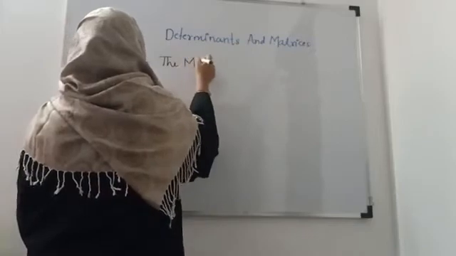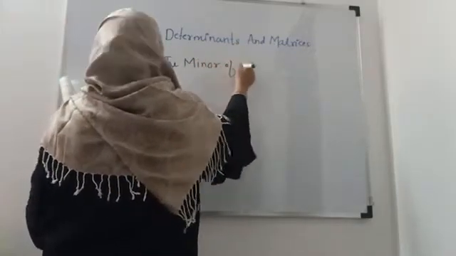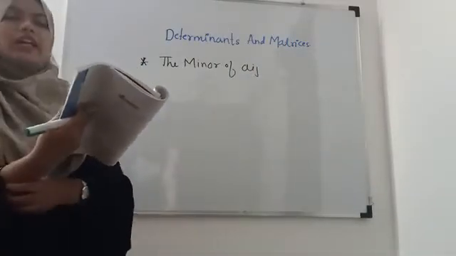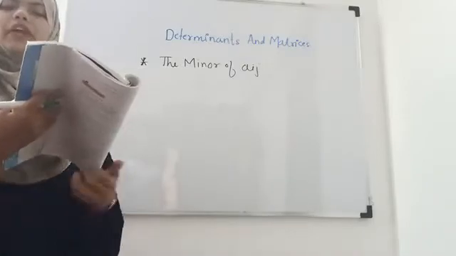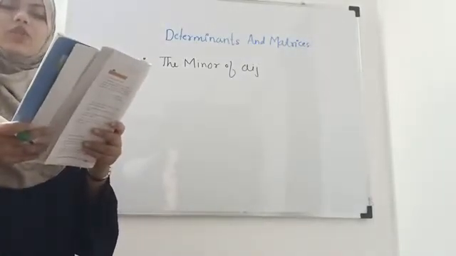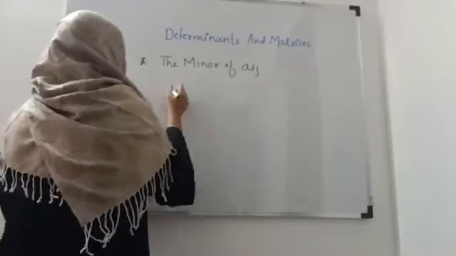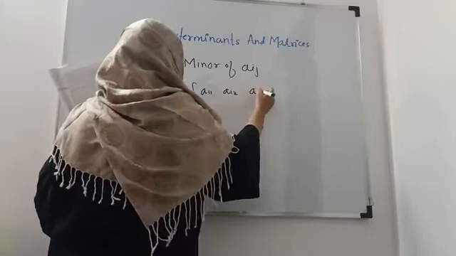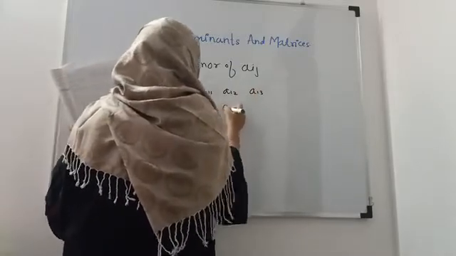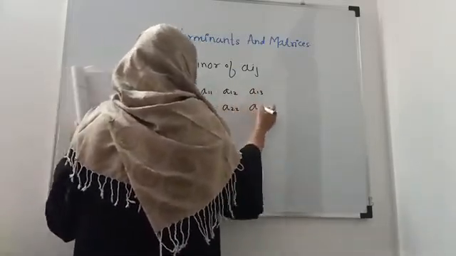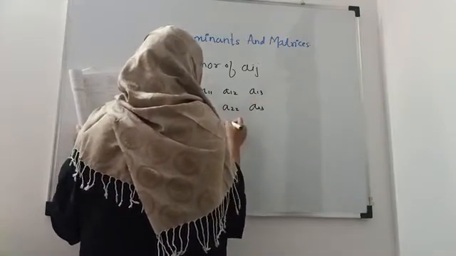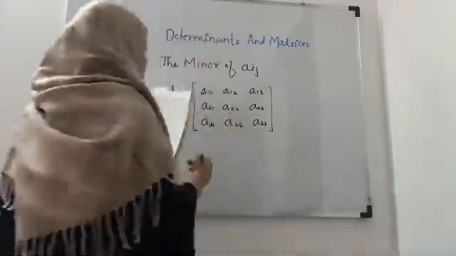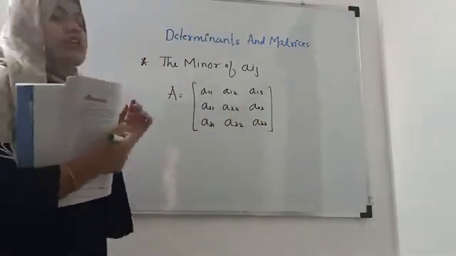The minor of Aij is defined as the determinant obtained by eliminating the ith row. First of all, we will take one determinant A: A11, A12, A13, A21, A22, A23, A31, A32, and A33. So this is a determinant of order 3 by 3.